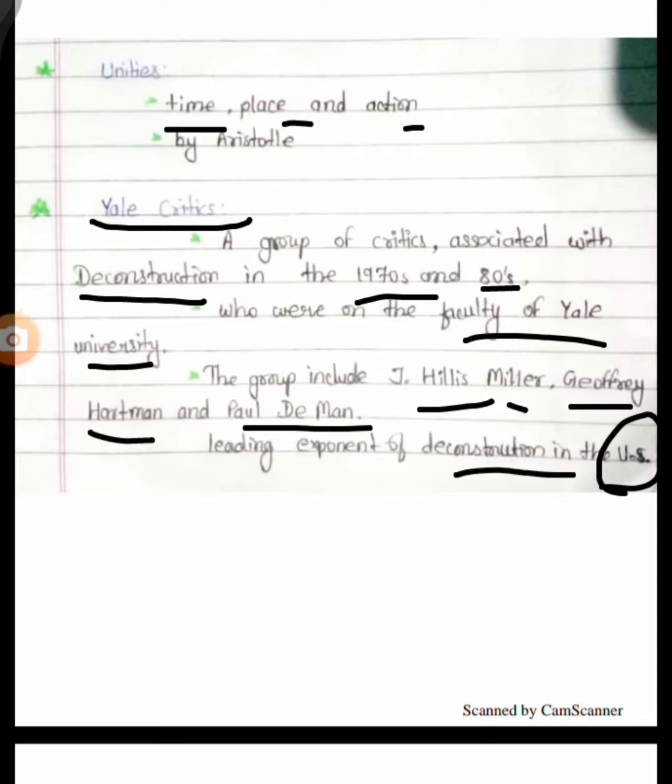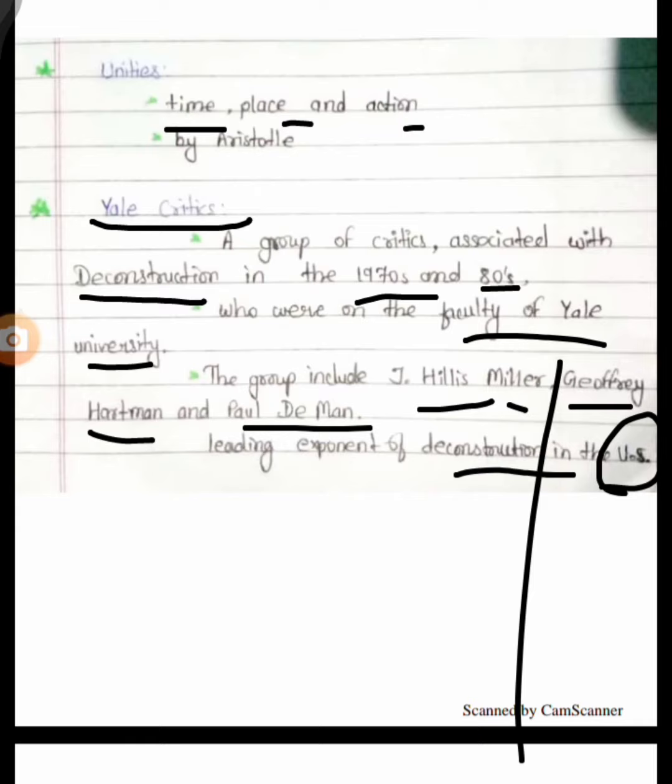How will you note down all the points? First, write down unities: time, place, and action by Aristotle. You have to make short notes, right? For Yale critics, don't write all these points, just write: related to deconstruction, 1970s and 80s, faculty of Yale University, and people like J. Hillis Miller, Geoffrey Hartman, and Paul de Man. The term is related to the USA, right? They might give you Africa, Britain, something else. So you have to notice that the leading exponents of that group are from the US, so the movement is related to the US.